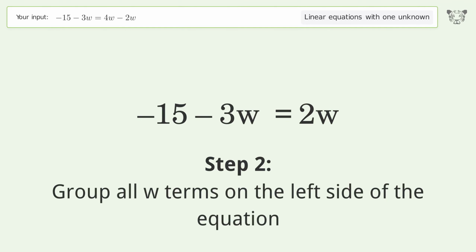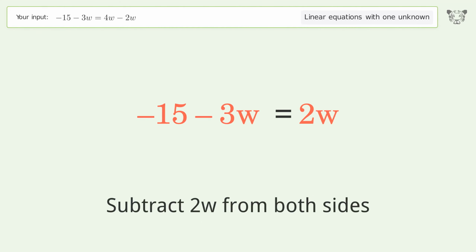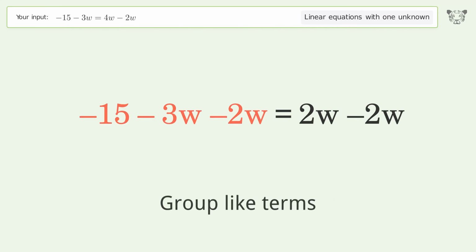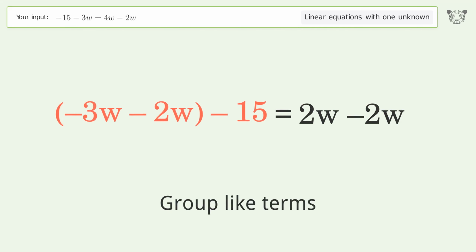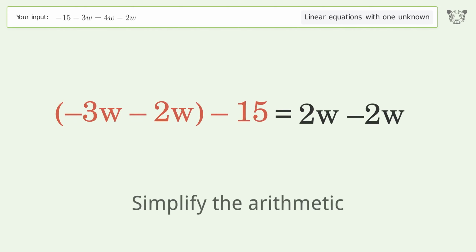Group all w terms on the left side of the equation. Subtract 2w from both sides. Group like terms. Simplify the arithmetic.